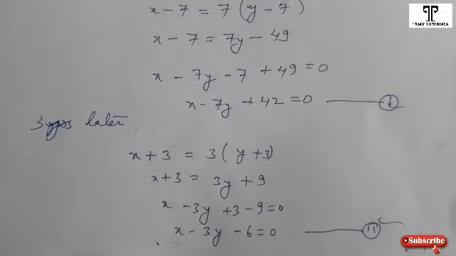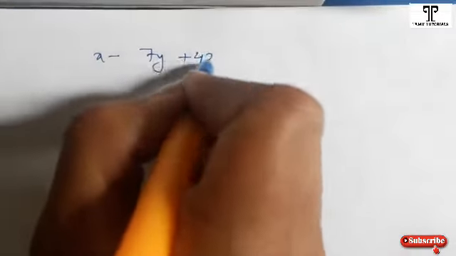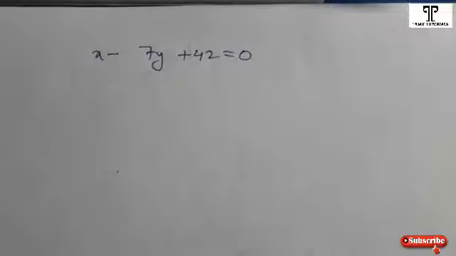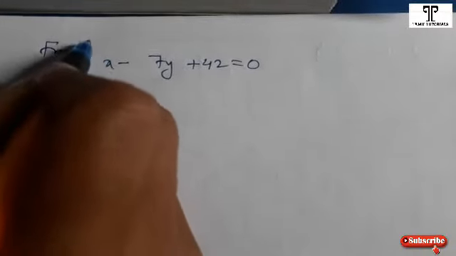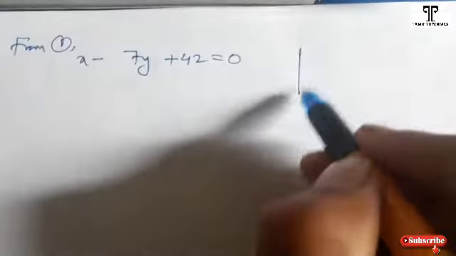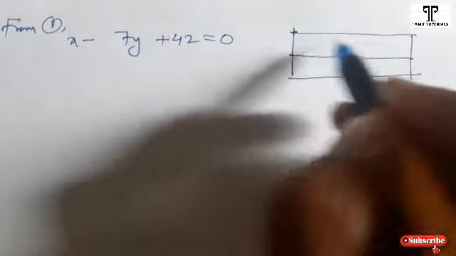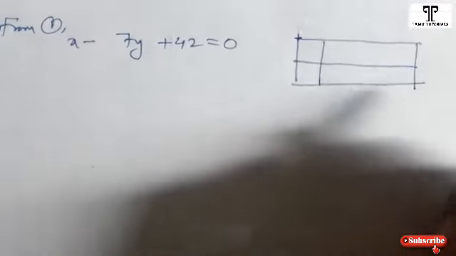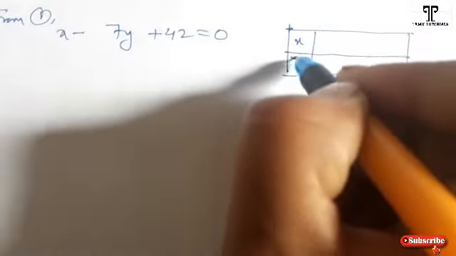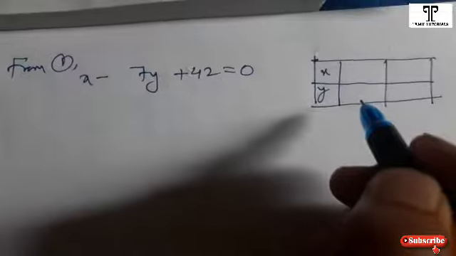So let us take these two equations. The first equation is x minus 7y plus 42 equals 0. So this is the first equation, equation 1. We need to make a solution box here so that it will be easy to note all the solutions. At least two solutions you can find. Two solutions are sufficient to draw the graph.